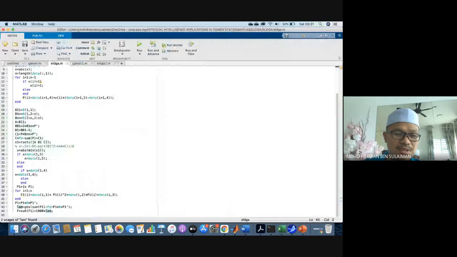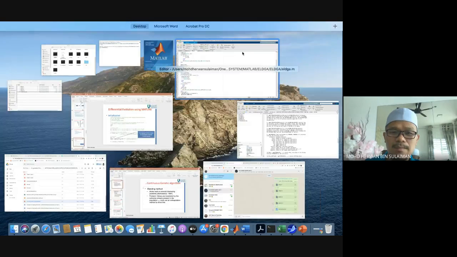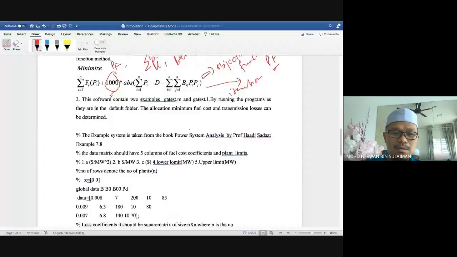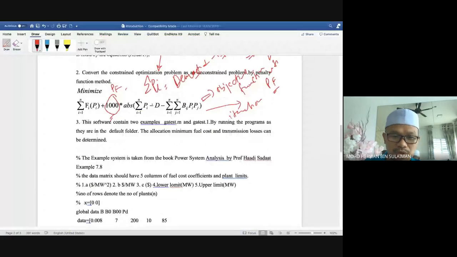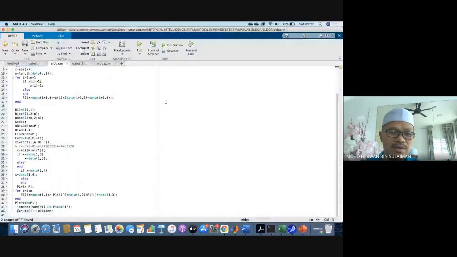So lum is the absolute sum power that you have contributed, calculated by GA, minus PD minus loss. This one is loss. Okay, and then you get F sum F1 plus 1000 lum. This one is this equation. So this one they call it lum. In MATLAB, we give number lum. So if you run, supposed to be you don't have any error.